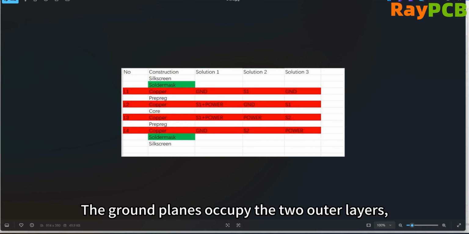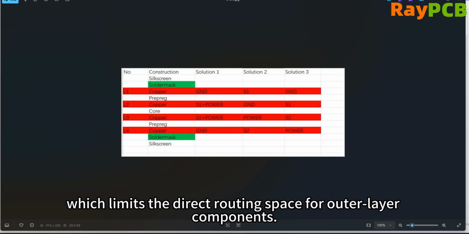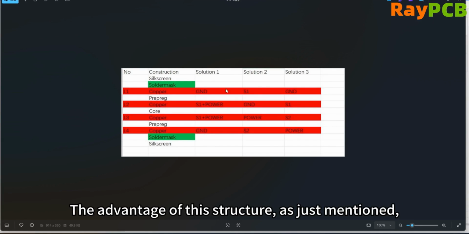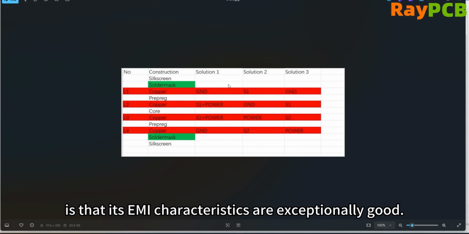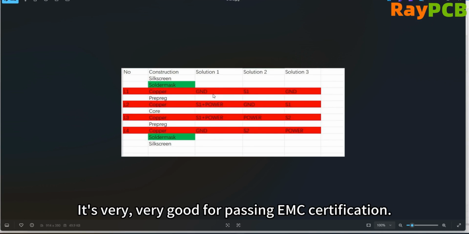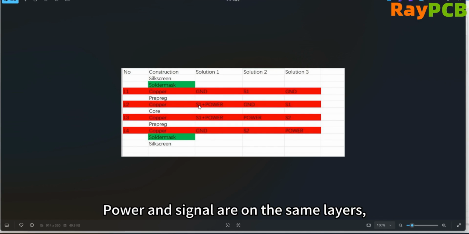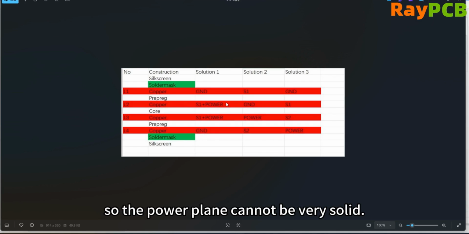Routing limitations. The ground planes occupy both outer layers, which restricts the direct routing space for components on the outer layers and may require more vias. This is quite obvious. The main advantage of this structure, as mentioned earlier, is its excellent EMI performance, which is extremely beneficial for passing EMC certification. However, the drawback is also clear. The power and signal share the same layer, so the power plane cannot be fully intact.